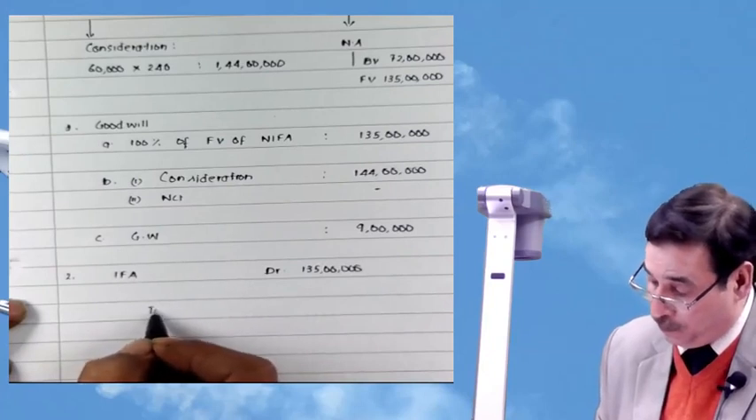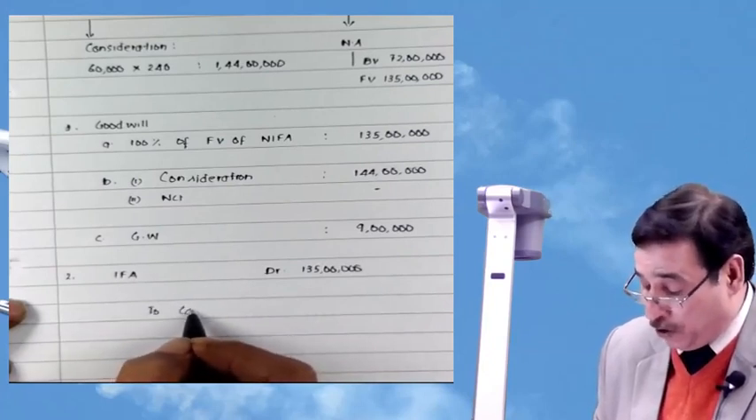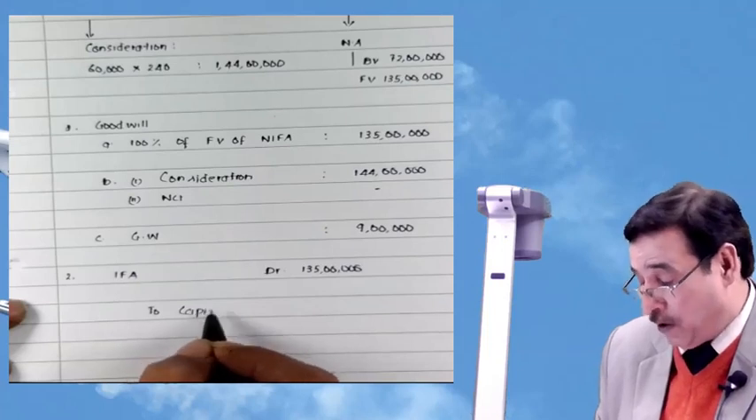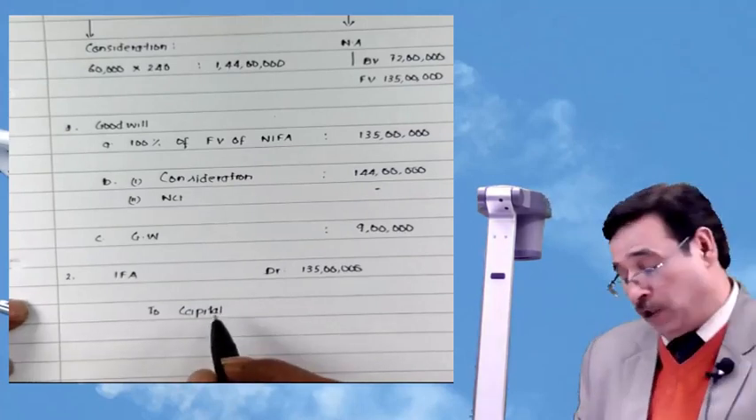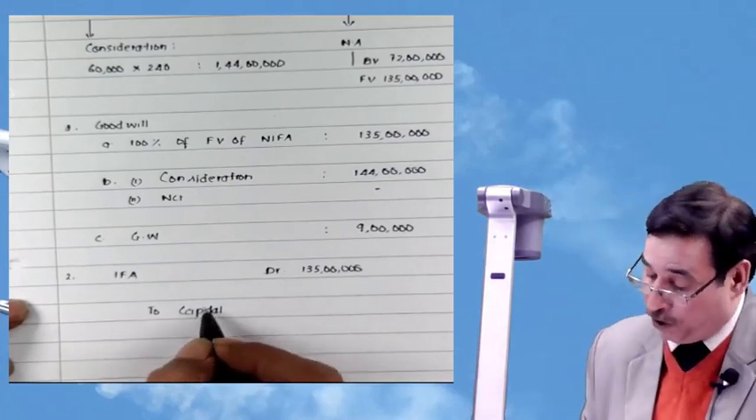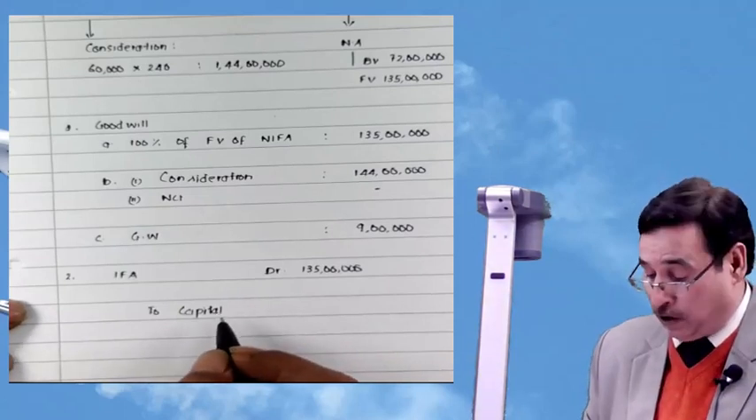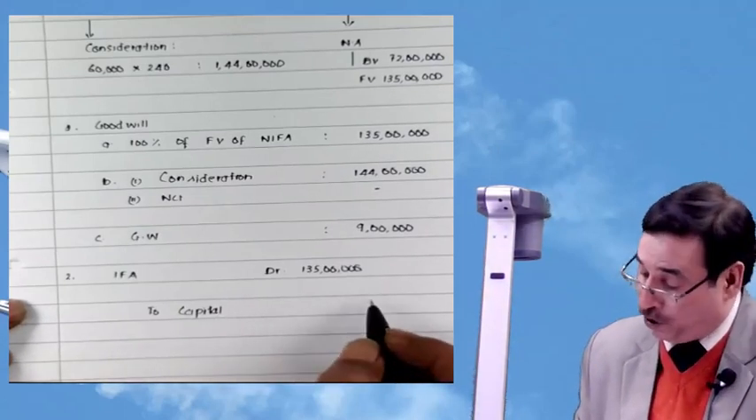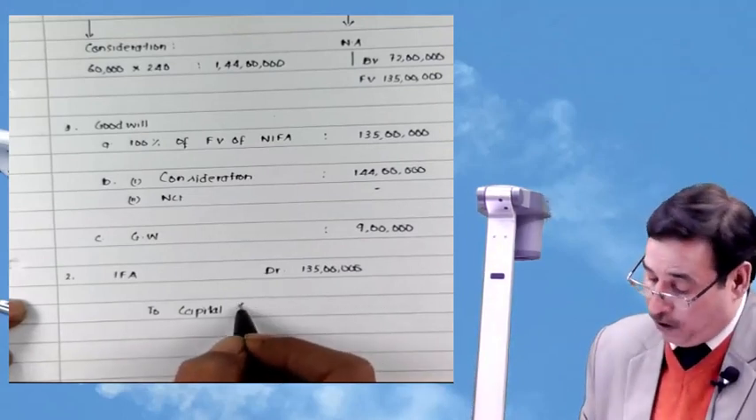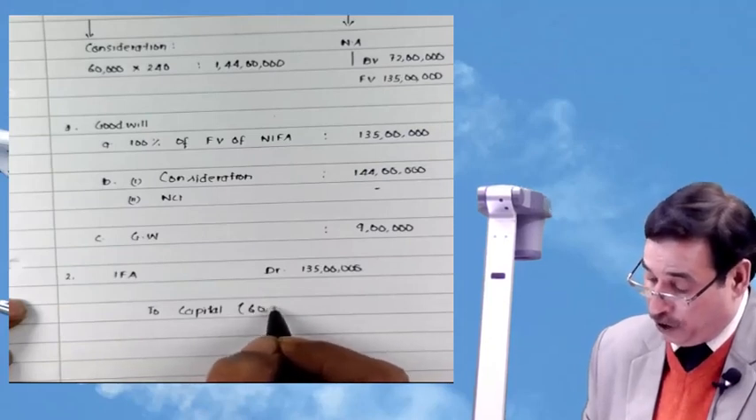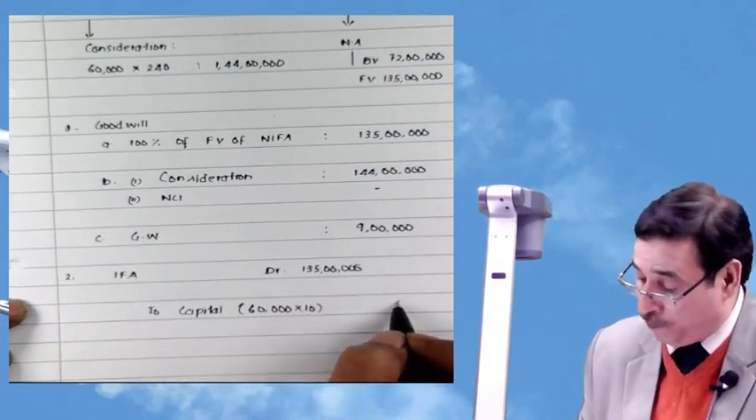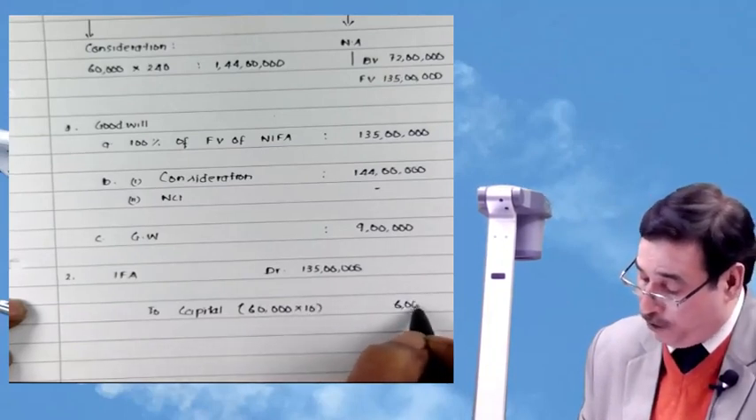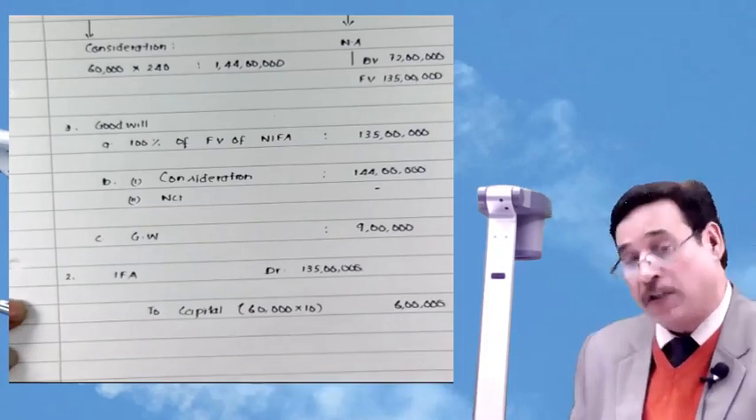Then you write this time capital, because you are issuing shares as consideration. In order to pay the amount of consideration, in fact you are issuing capital. This is reflected in the question. So it is better to write capital instead of cash. Or simply you can write consideration. But when you write capital, you write it this way: 60,000 shares into 10, face value, 6 lakhs.